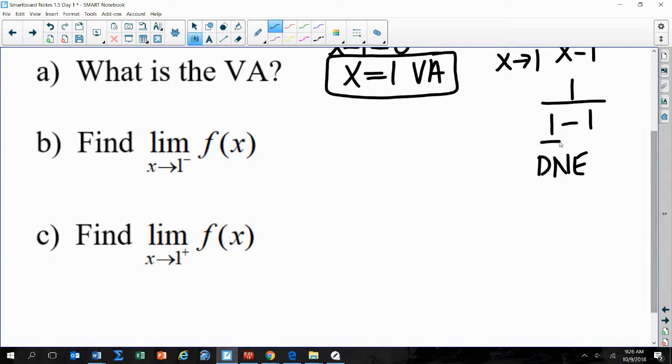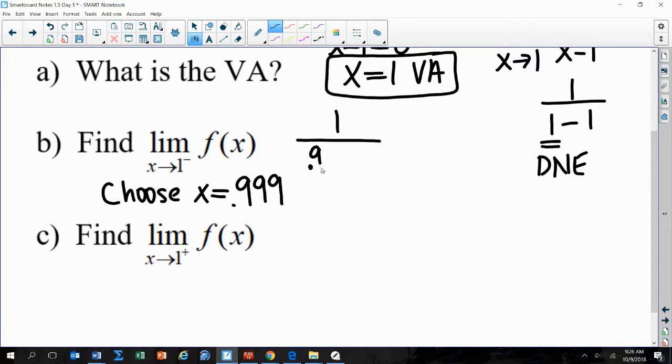We just saw what happened when you plugged in 1. It doesn't really help much. So instead of plugging in 1, I'm going to choose a number that's really close to 1 from the left-hand side. So what's a number that's really close to 1 from the left-hand side, or smaller than 1? Maybe like 0.999, right? Choose something that's really close, but it's not quite at 1. Now, plug that in: 1 over 0.999 minus 1, I'm going to end up with 1 over negative 0.001.